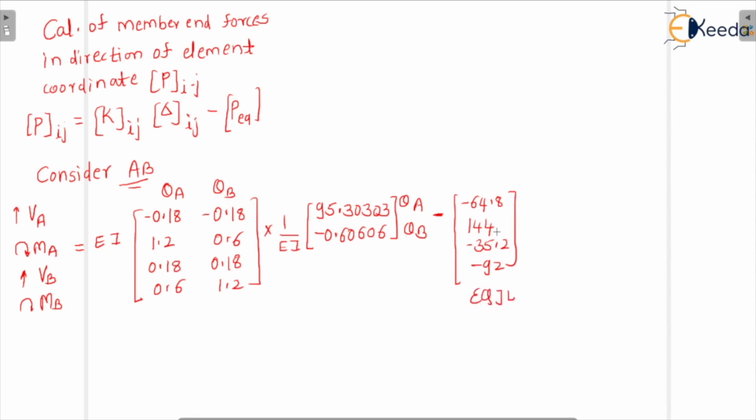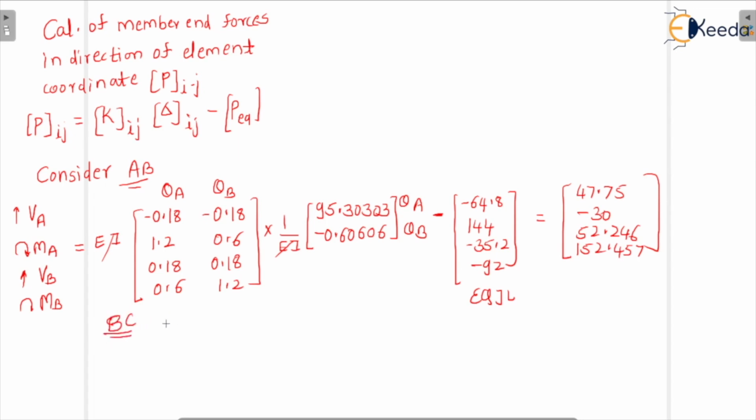So once you add this up, the final answer we get is, this EI will get cancelled. So final answer is 47.75, minus 30, 52.246, 152.457. Okay, so this is all for member AB. Now let us consider member BC.